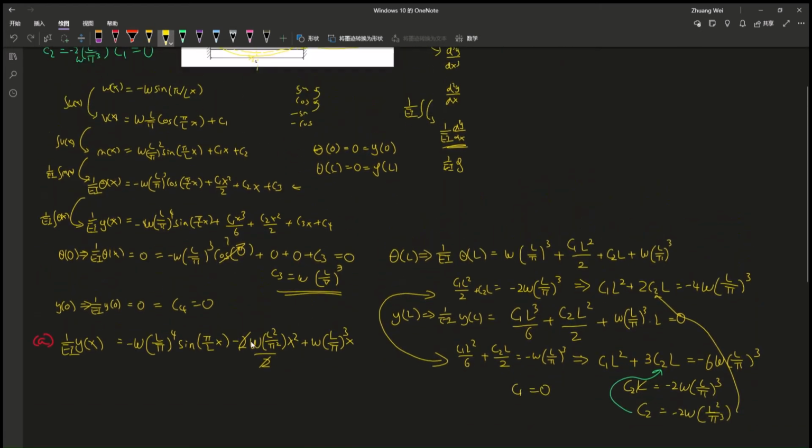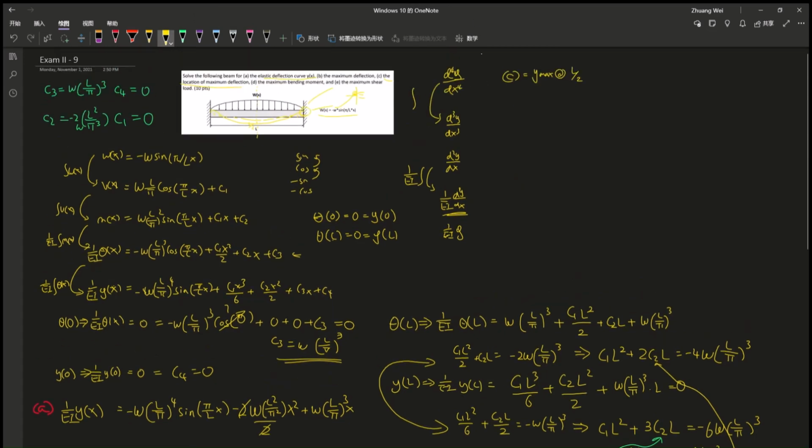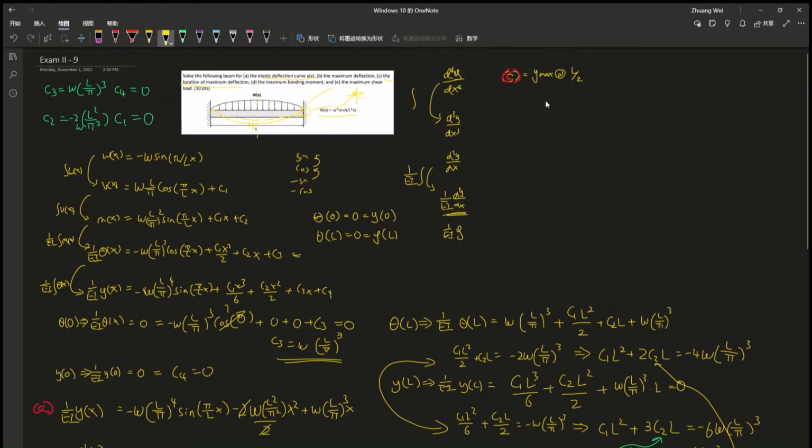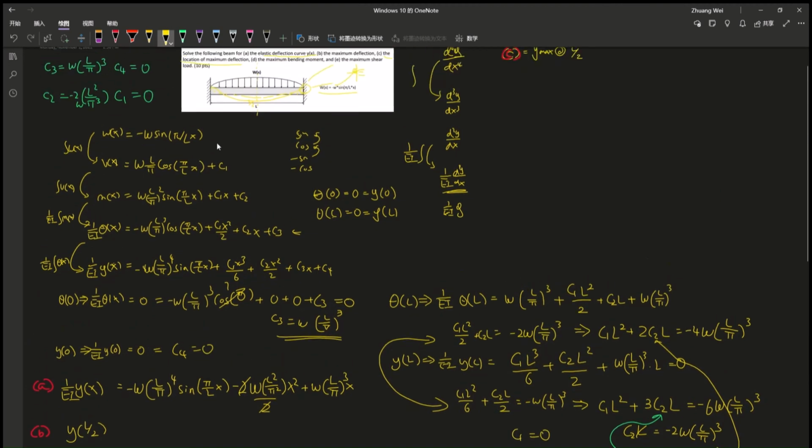And C4 is also 0, so we neglect that. Okay, perfect. So we plugged everything in, and now we already figured out what C is. So the location of maximum deflection: we can represent this equation as a function of x, so let's plug it in. So y of x at L over 2. It occurs at L over 2, as we said over here, because it's symmetrical.